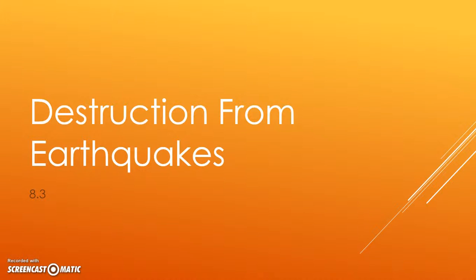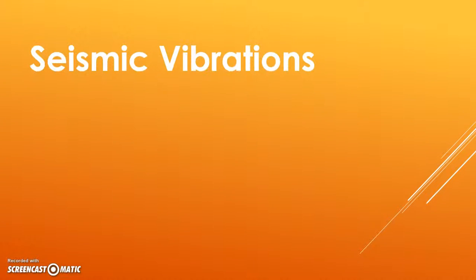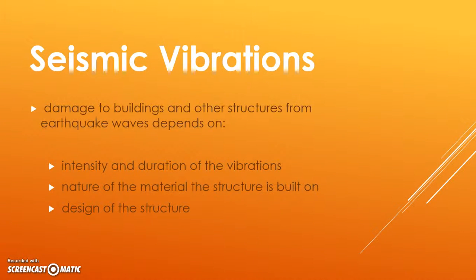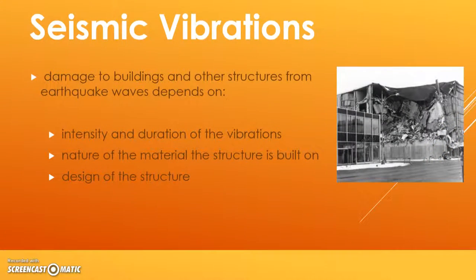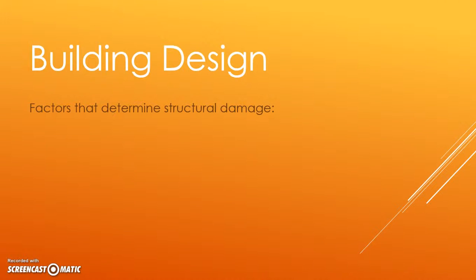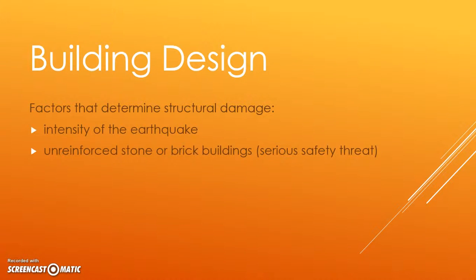All right, 8.3, destruction from earthquakes. We have seismic vibrations. So damage to buildings and other structures depend on 3 things: intensity and duration of vibration, nature of the material the structure is built on, and the design of the structure. So your building design, structural damage can be affected by the intensity of the earthquake.